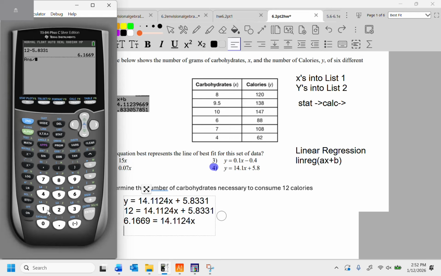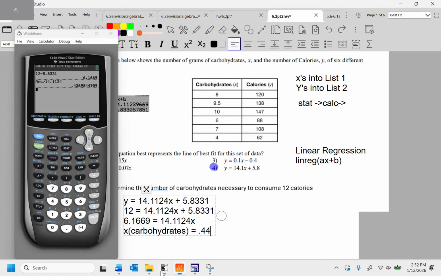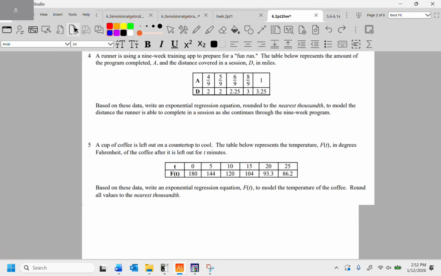Divide out the 14 and 1,124 10,000ths. And there we go. Not a whole lot, 0.44 or so. So x, which again is your carbohydrates, I guess that was 0.44. Yeah, roughly 0.44. 44 hundredths of carbohydrate.